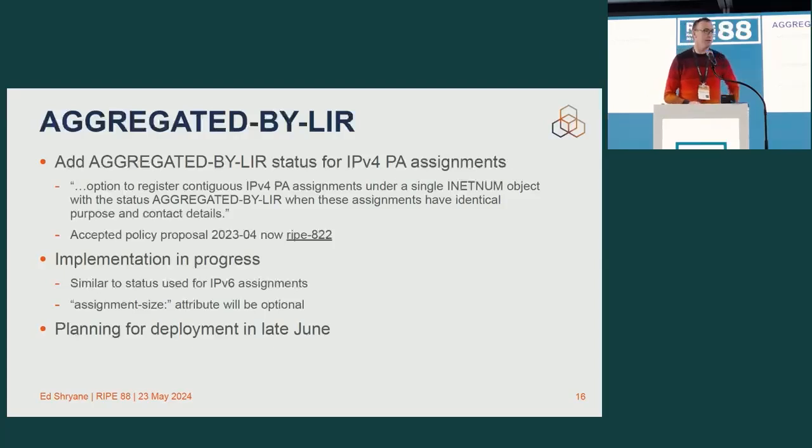There's the RIPE document linked, 822. We are now already implementing it. Implementation is in progress. There are going to be changes across a lot of our services. Status hierarchy is going to be similar to IPv6, and the assignment size will be there. We're adding assignment size to inetnum, but it will be optional, and we're planning for deployment late next month.